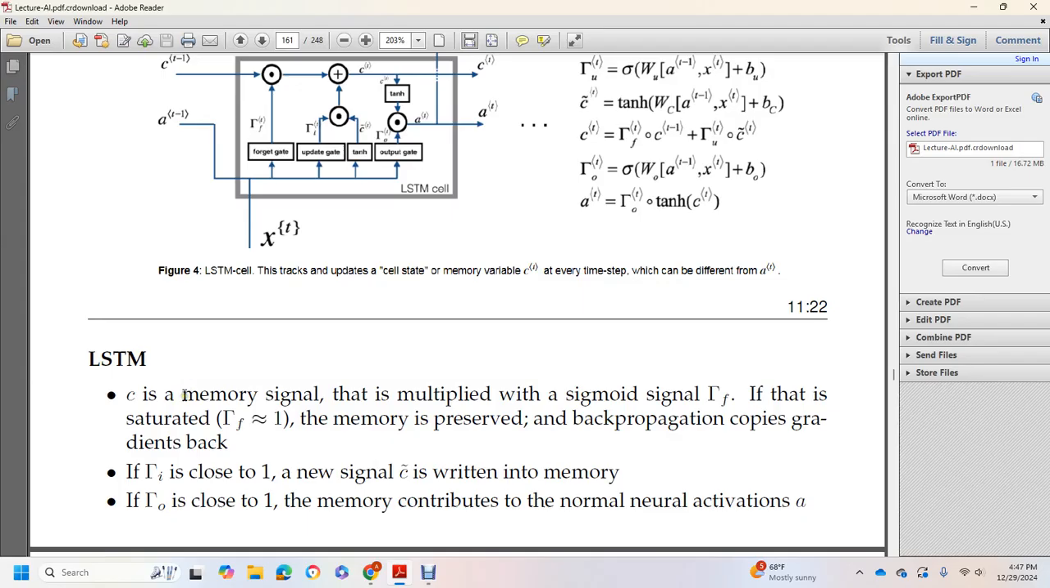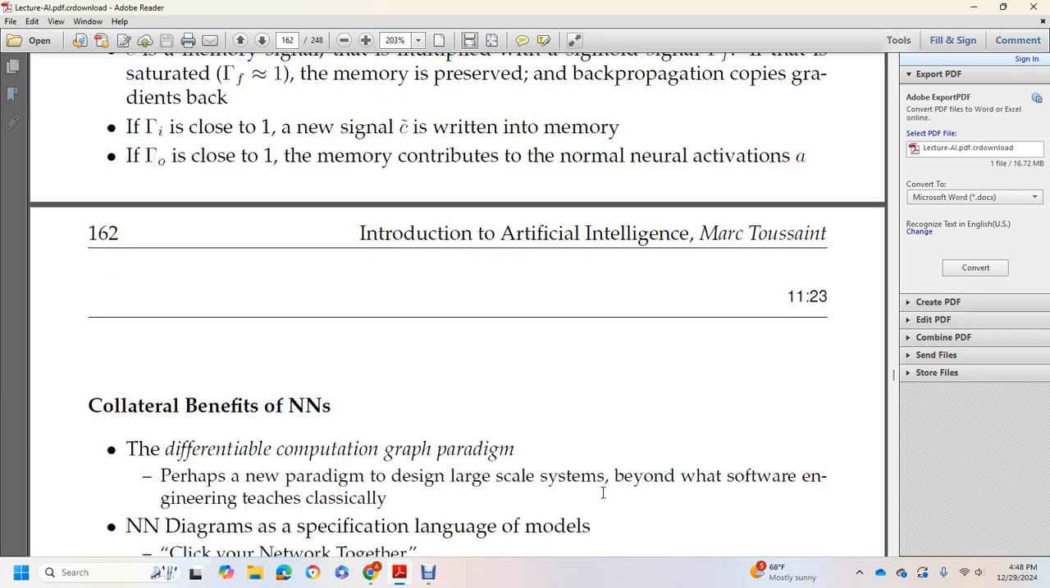A long short-term memory is a memory signal multiplied with a sigmoid signal that is unsaturated, with the memory preserved, and the propagation copies the gradients back. If the saturation is close to 1, the new signal is written into the memory. If the saturation is 0, the memory is preserved, but the close to 1 memory contributes to normal neural activities. A collateral benefit of neural nets.